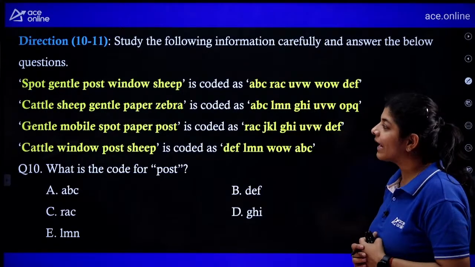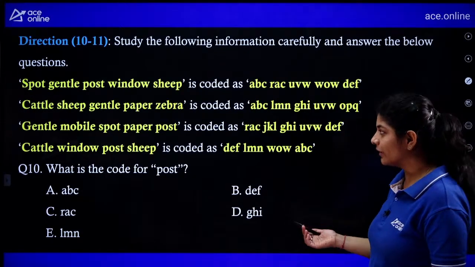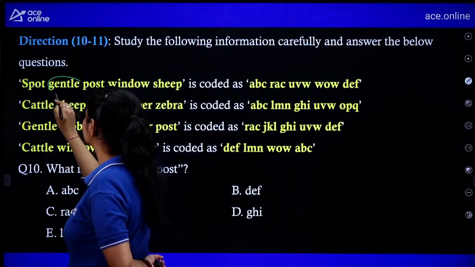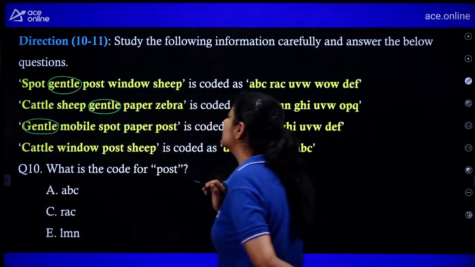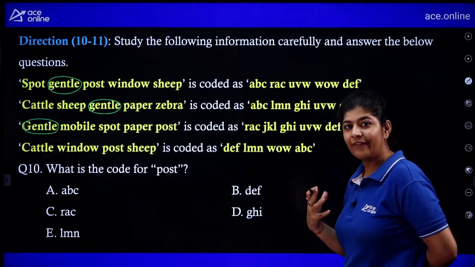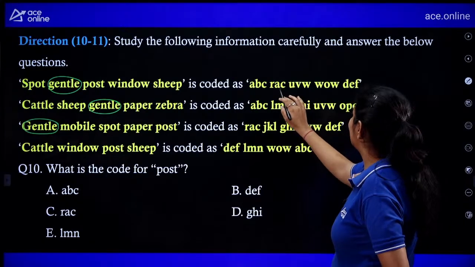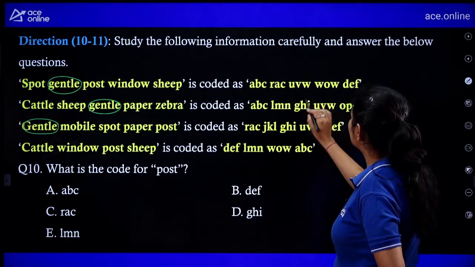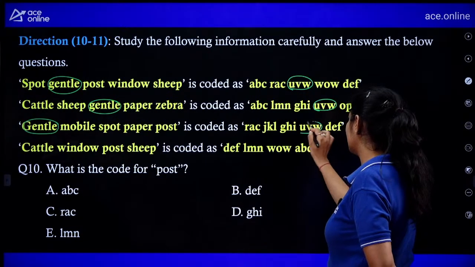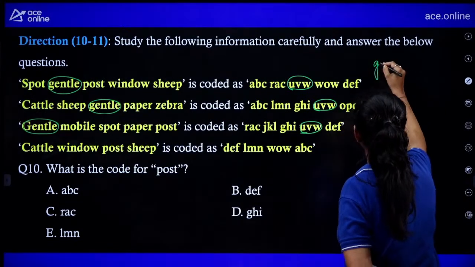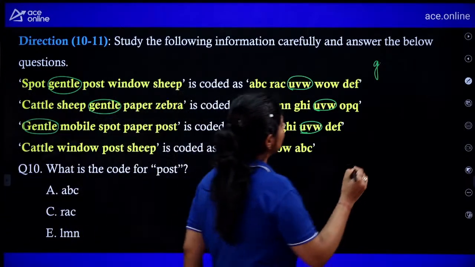Next, cattle, sheep, gentle, paper, zebra. I can see that here the gentle word is quite common, so first I'll go with gentle. This word is common. Now I have to check, do we have anything common in these three lines? ABC, ABC, no ABC. RAC, no RAC. UVW, UVW, UVW. So I can say that for gentle, we are using UVW.